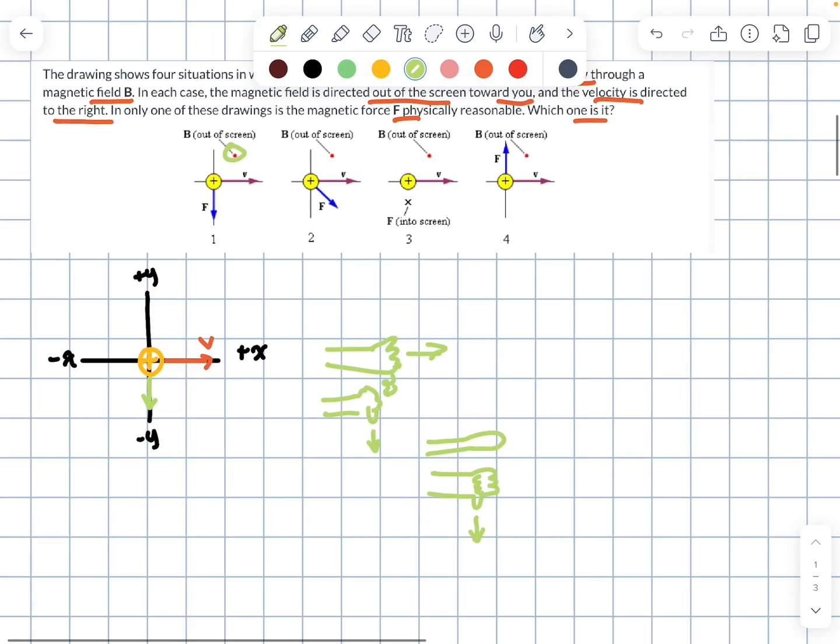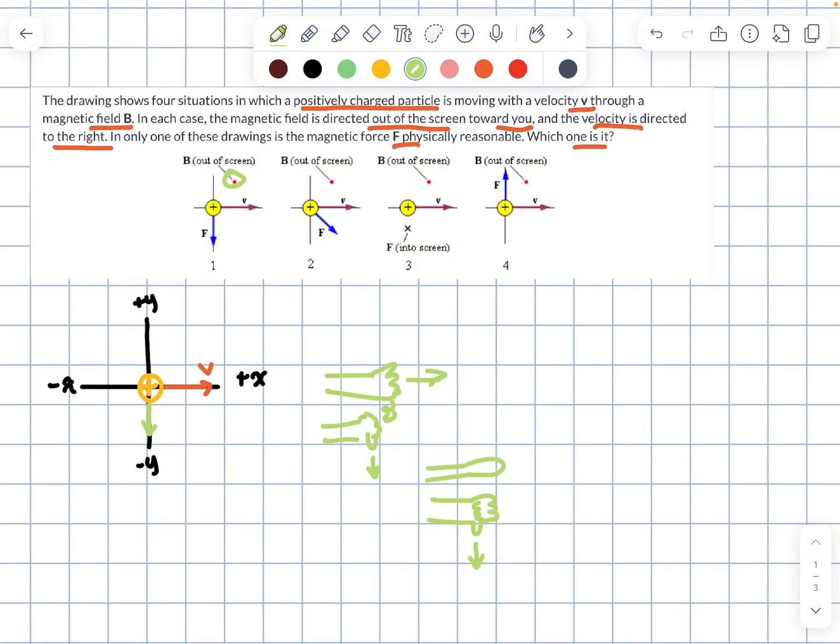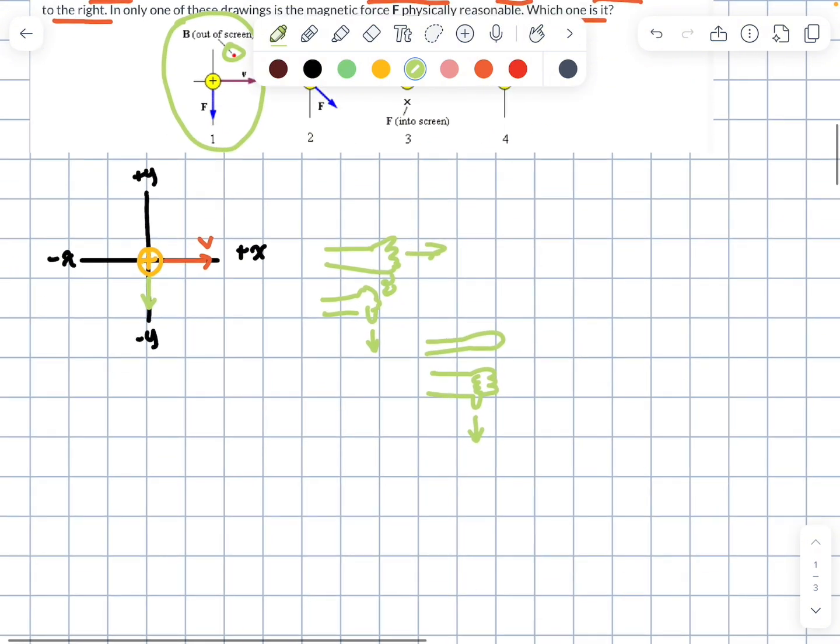And if we look at these 4 images given to us, which one of these matches our drawing here? It's this one, number 1. So our answer should be number 1.